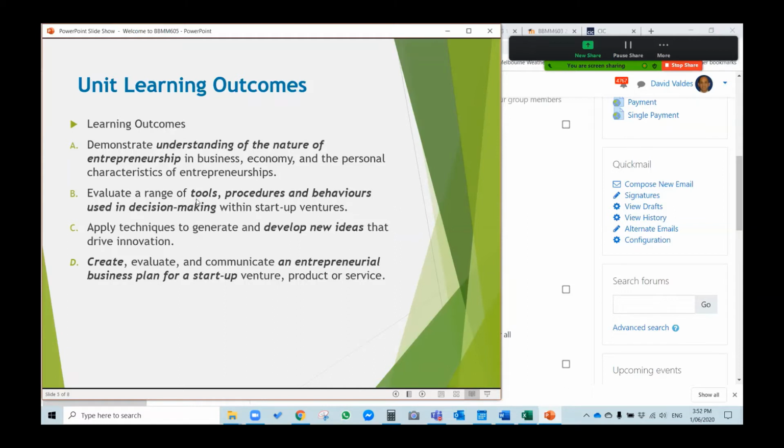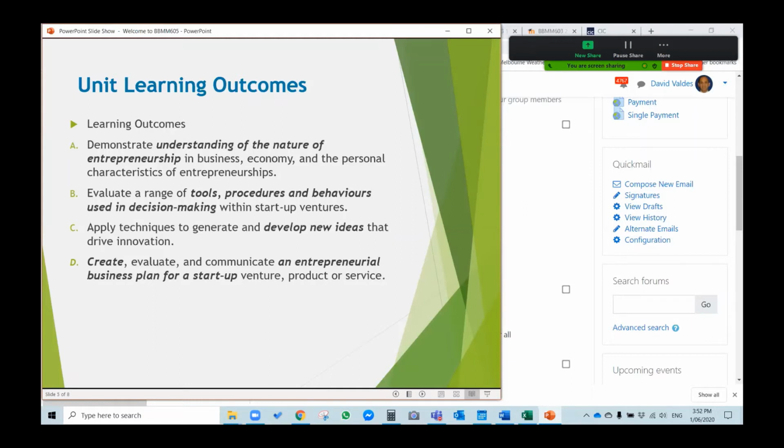Secondly, I expect you to be able to evaluate a range of tools, procedures, and behaviors used in decision making within startup ventures. So some techniques, some approaches to assessing ventures. We'll be talking about that. We'll also look at some techniques on how we can be more creative, how we can develop new ideas. The final outcome, of course, is to create an entrepreneurial business plan for a startup venture product or service.